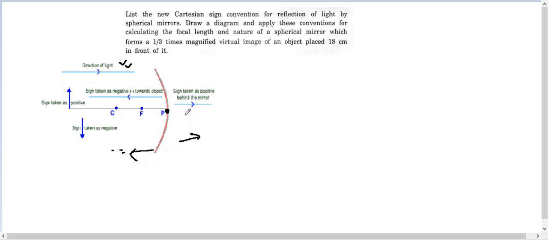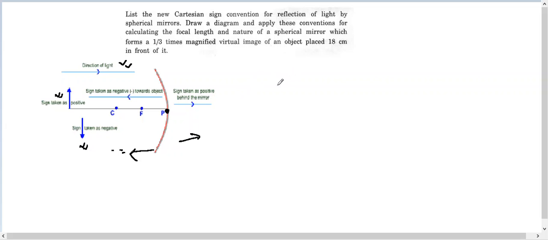Now, distances measured perpendicular to and above the principal axis are taken as positive, and the distances measured perpendicular to and below the principal axis are taken as negative.